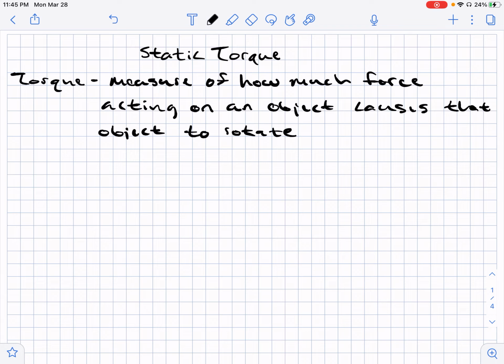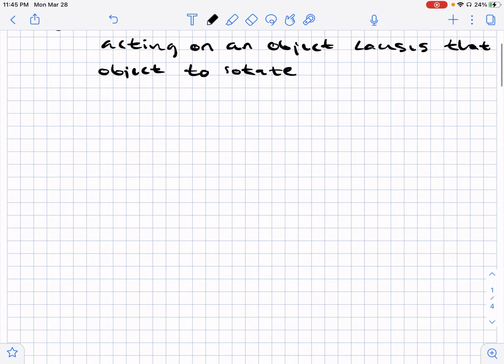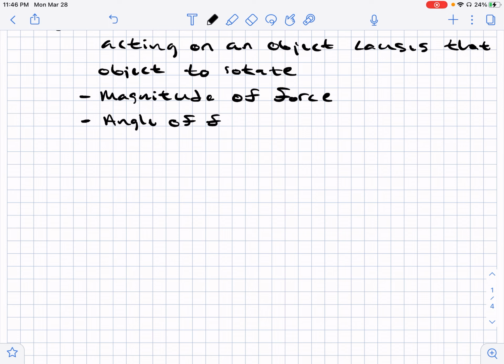Now, torque depends on a few things. The first thing it depends on is the magnitude of the force that's being applied. It also depends on the angle that the force is being applied. It depends on the direction that it's being applied.